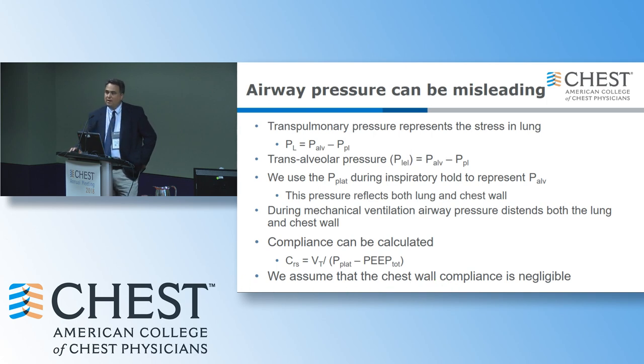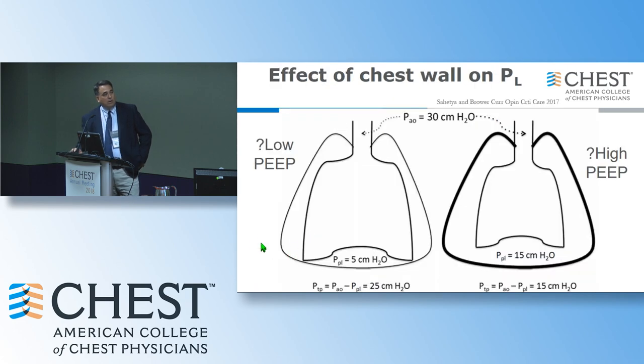we're assuming that chest wall compliance is negligible. It turns out that in ARDS, in up to 50% of the patients, this is absolutely not true. If somebody has chest wall edema or abdominal distension, or they're morbidly obese, severe kyphoscoliosis can alter chest wall mechanics greatly. So, what is the effect on this transpulmonary pressure?